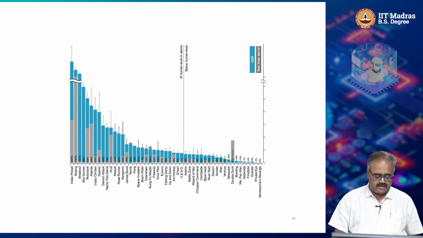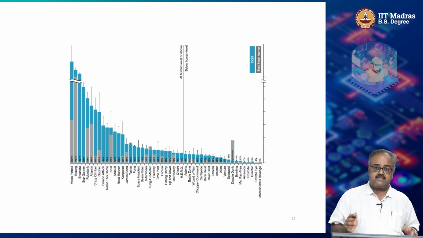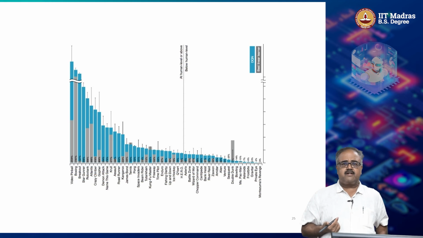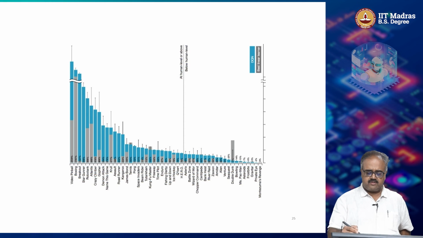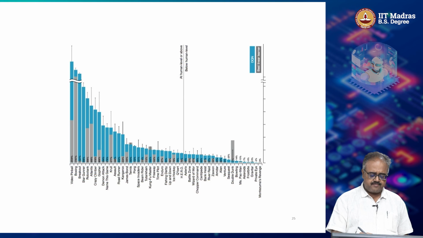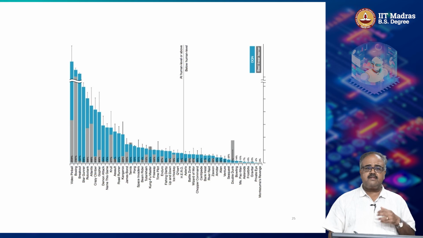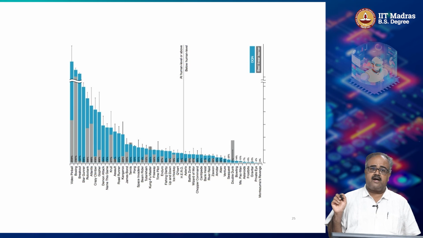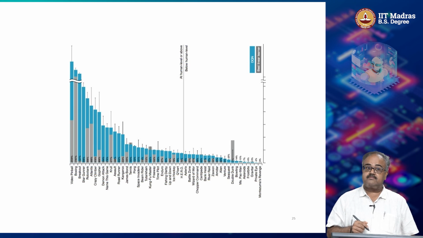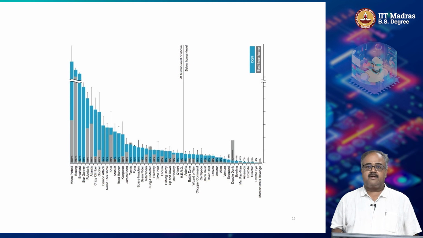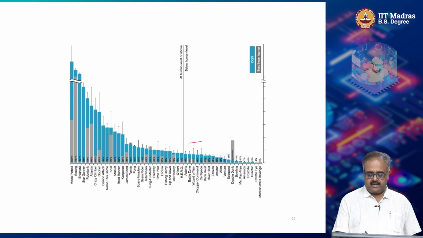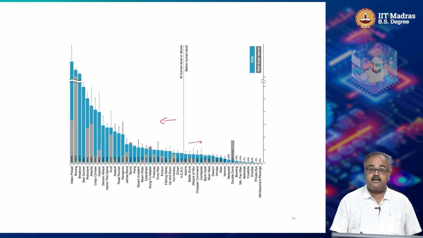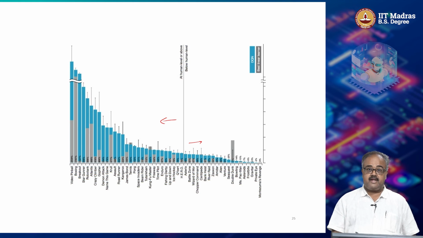This is the set of Atari games which are considered the standard suite, and these bars are a normalized measure of performance. You can see this dotted line here. Any game to the left of this line, DQN was better than humans. Any game to the right of this line, humans are better. Here DQN is better than humans, amazing.